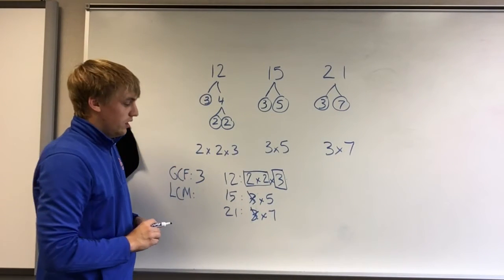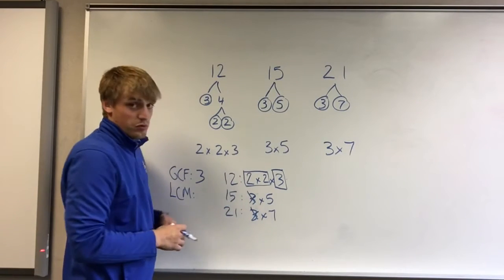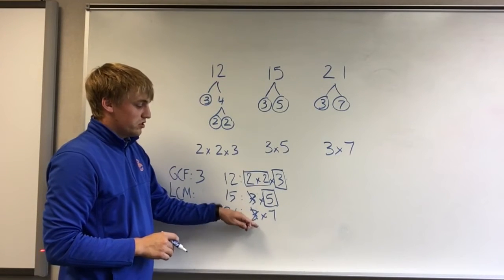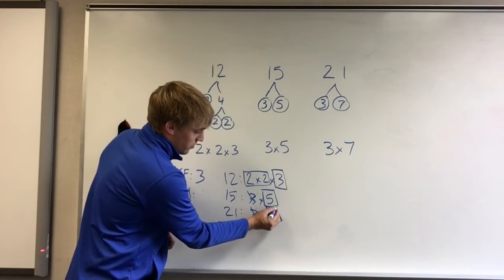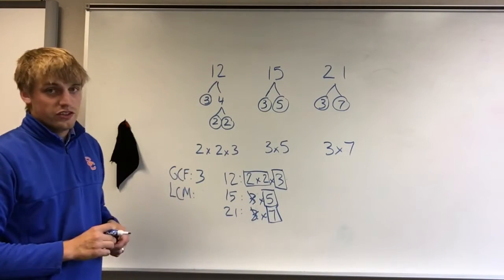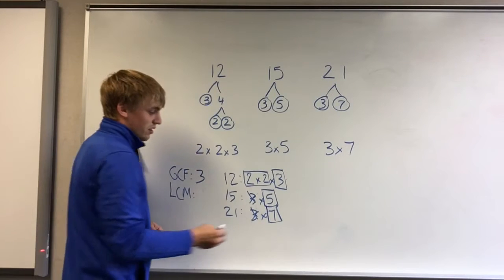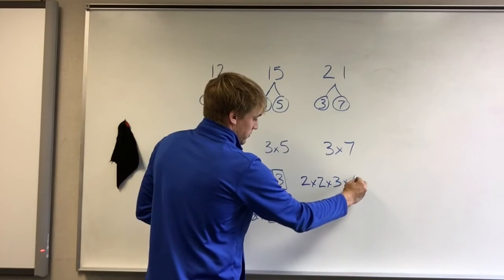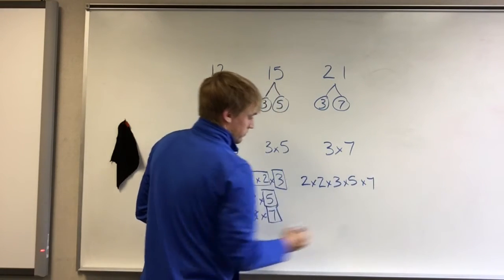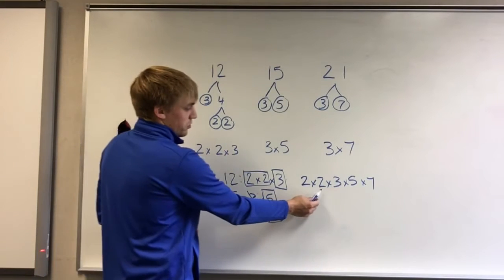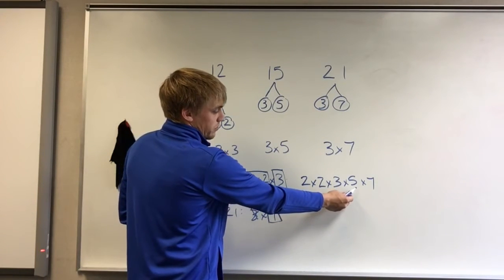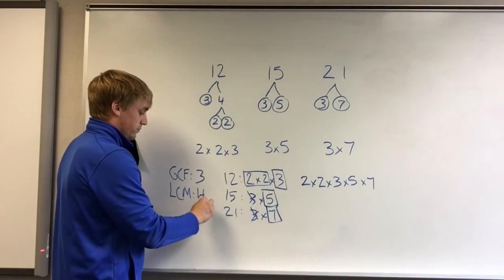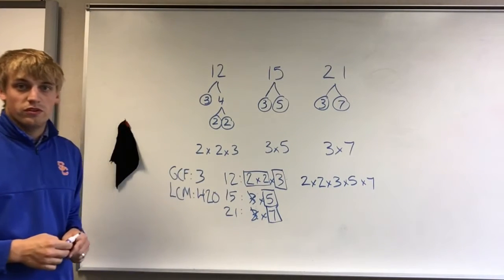Okay? And then this one has a 5, which is the most out of all of them. So I'm going to put a box around that. And there's a 7 left, and that is the most 7's out of any number. So I'm going to put a box around that. Okay, what you're going to do with that is you're just going to multiply all those numbers that you boxed out. So you're going to have 2 times 2 times 3 times 5 times 7. So 2 times 2 is 4, times 3 is 12, times 5 is 60, times 7 is 420. And that is your least common multiple.